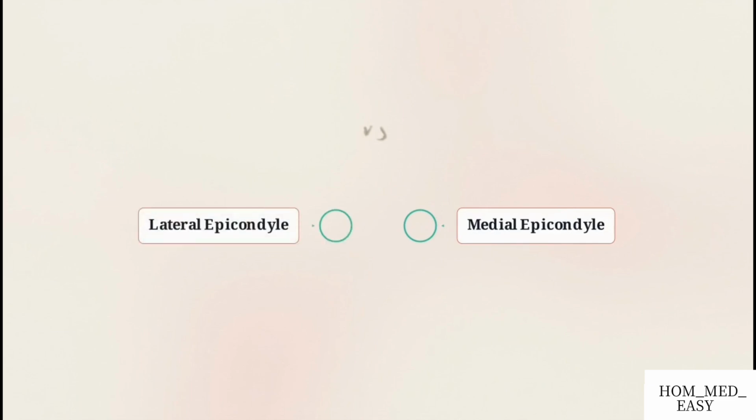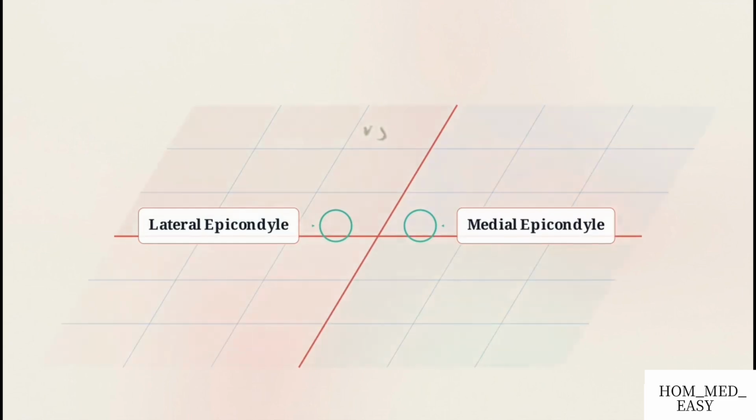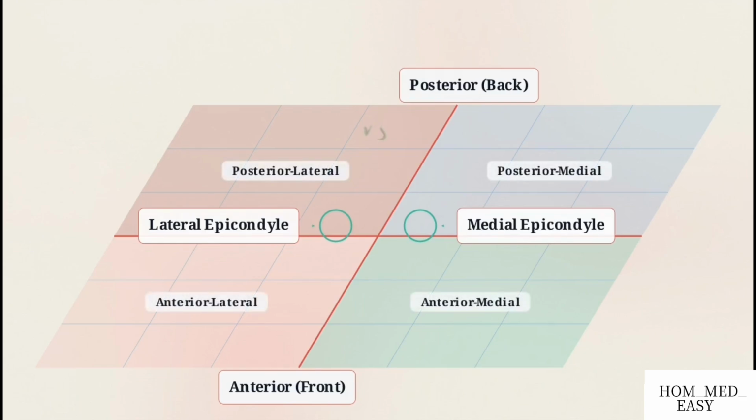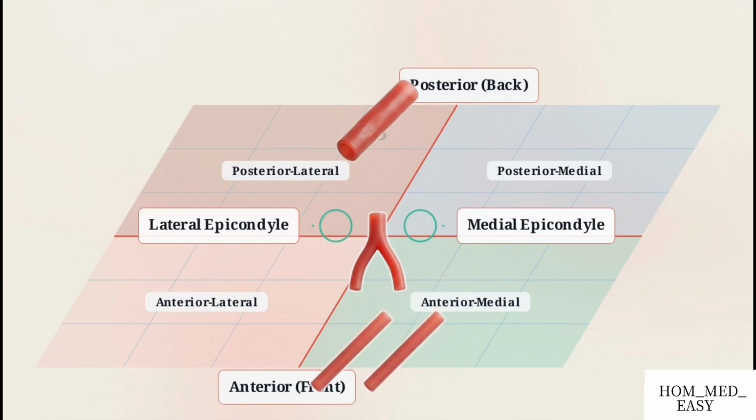The geography of this bypass system is anchored by two prominent bony landmarks on the distal humerus, the medial and lateral epicondyles. We can map this space by projecting a three-dimensional coordinate grid over these bony landmarks. This divides the joint into four distinct functional zones: the anterior, or front, and posterior, or back, spaces for both the medial and lateral epicondyles. Through the center of this grid runs the main descending highway, the brachial artery, which bifurcates right at the joint into the radial and ulnar arteries of the forearm.